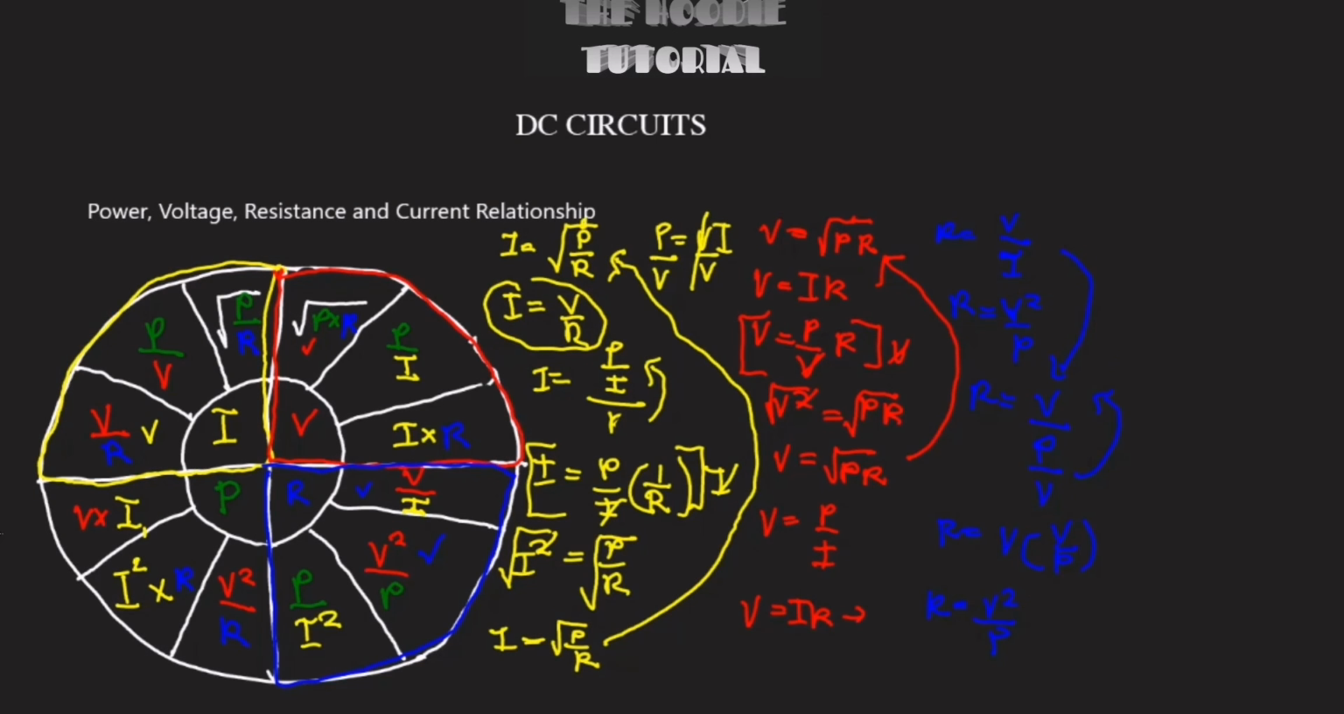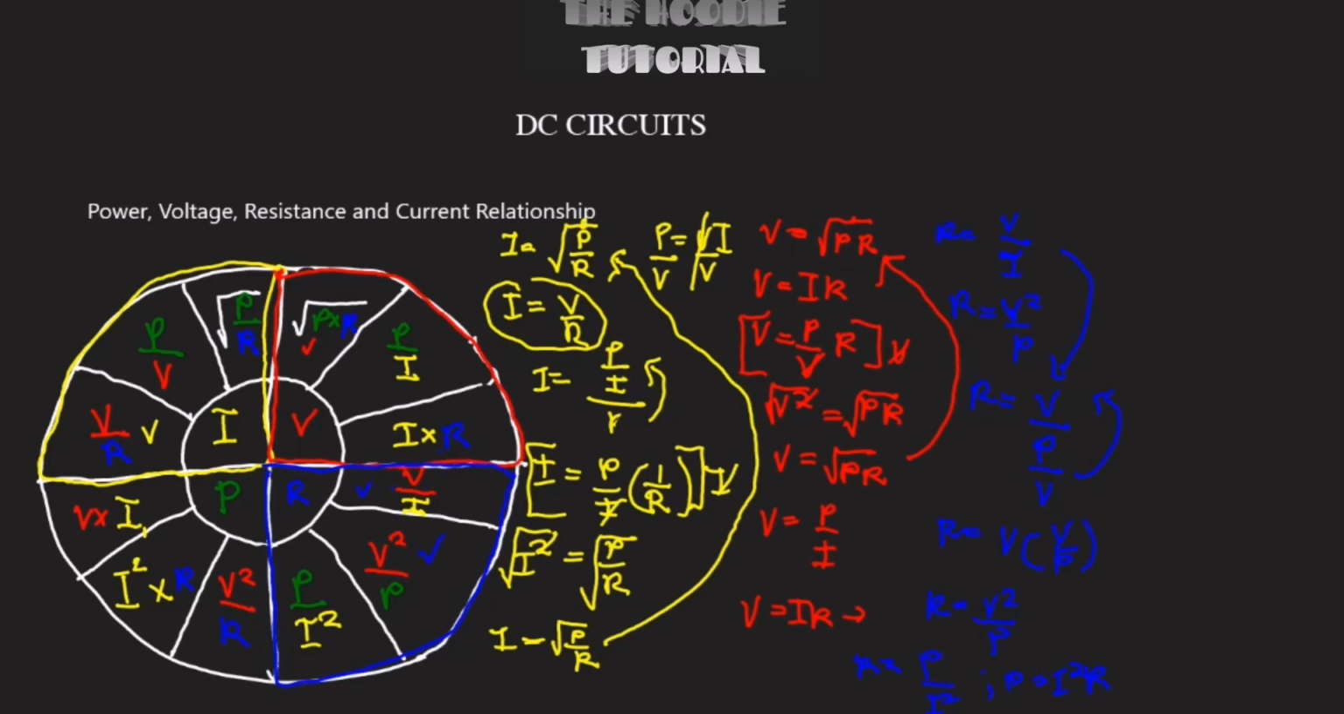So another equation right here, the last equation for R: R is equal to P over I squared. This is basically derived from the equation P is equal to I squared multiplied by R. If we divide both sides by I squared, this would cancel, leaving behind P over I squared, which is the value of R.